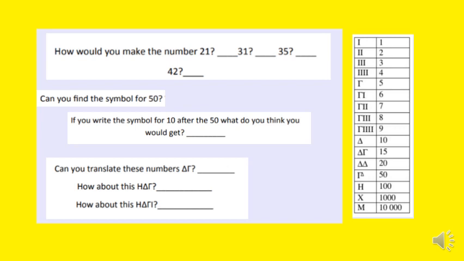The symbol for 50, you can see it on the chart, like the scale. And if you write the symbol for 10 after the 50, what do you think you would get? Well, you would get 60. And then at the bottom, translating those numbers, the first one would be 15, and then the next one would be 115, and the final one would be 116.